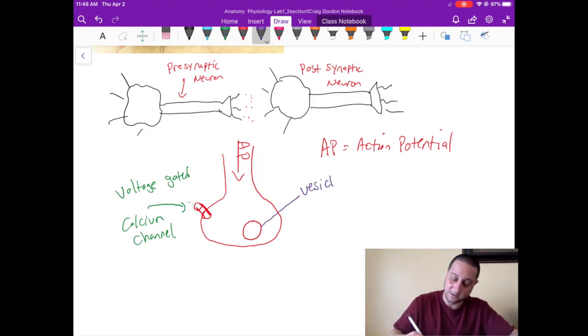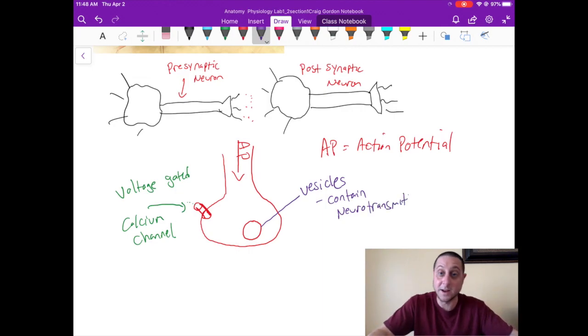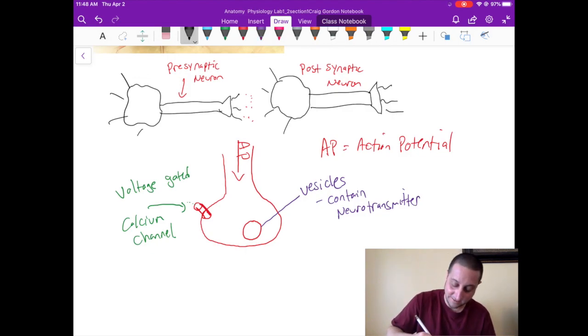These vesicles contain neurotransmitter. What kind of neurotransmitter? Is it acetylcholine? Is it dopamine? Is it serotonin? That's for tomorrow. Anyhow, so we have these vesicles over here, and they contain neurotransmitter.